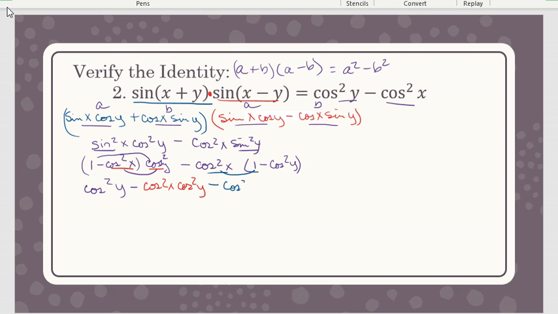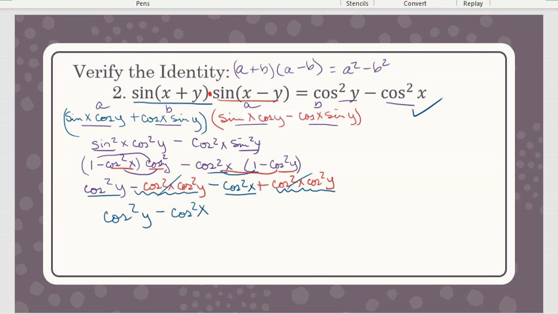So that's minus cosine squared x. And then in red, this times the second one. Okay, be careful. It is a negative that I'm multiplying. So negative times negative is positive. Cosine squared x cosine squared y. Now, if you notice what is left, this one matches this one, but the first one's a negative, the second one's positive. So that means that whole thing goes away. And all it leaves me is cosine squared of y minus cosine squared of x. And I'm done. I got it.